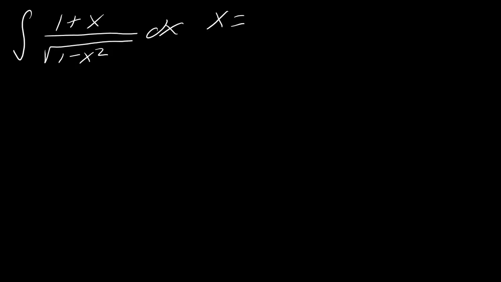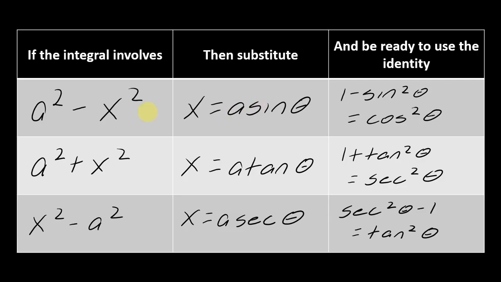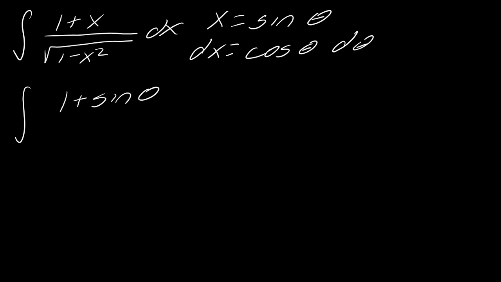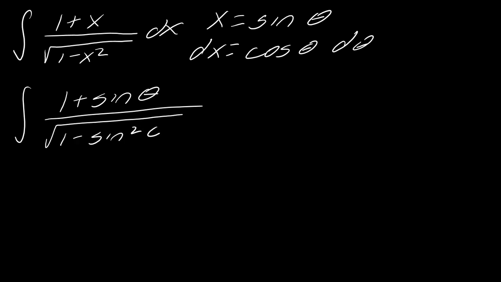So my x in this case, since I'm using this 1 minus x squared form here, will be equal to sine theta. Therefore, my dx will be cosine theta d theta. So then I can make some substitutions. This will be 1 plus sine theta on top, and then this will be the square root of 1 minus sine squared theta, all of this times cosine theta d theta. Okay, so let's keep going.